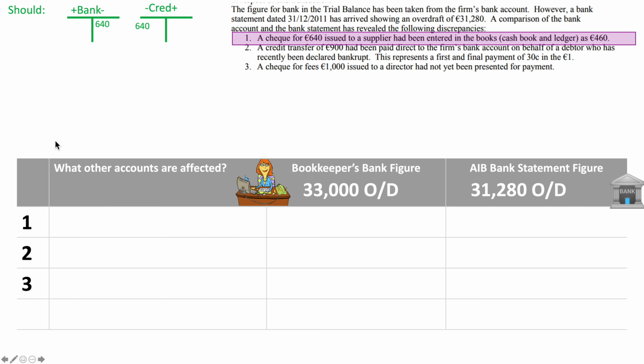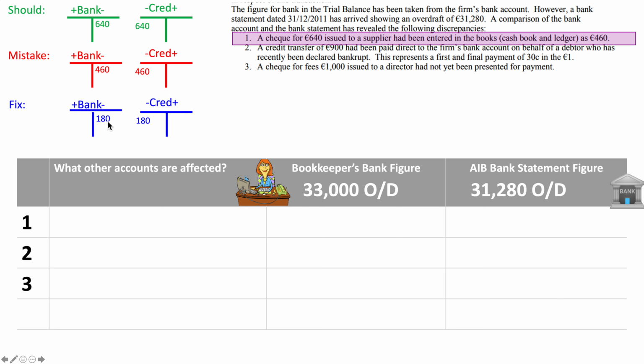So we should have had 640 coming out of the bank and then 640 being reduced by the creditor. Now it went in as 460 instead of 640. So to fix it, we're going to add 180 to this already figure here to get us up to 640, and that is what we need to do.